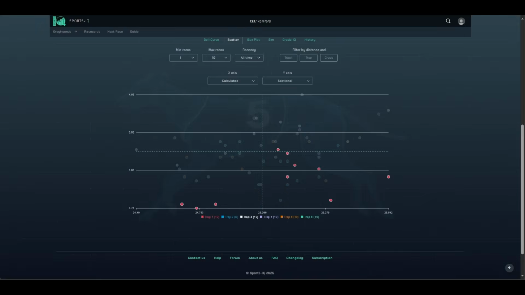Looking at the scatter graph, this is another layer of confirmation. Trap 1's dots are floating in the low right quadrant. This shows slower calculated times and weaker sectional performances. In fact, Trap 1 is the only runner here with consistently poor positioning. In contrast, Trap 6's cluster is both fast and well positioned, further backing up its speed superiority.